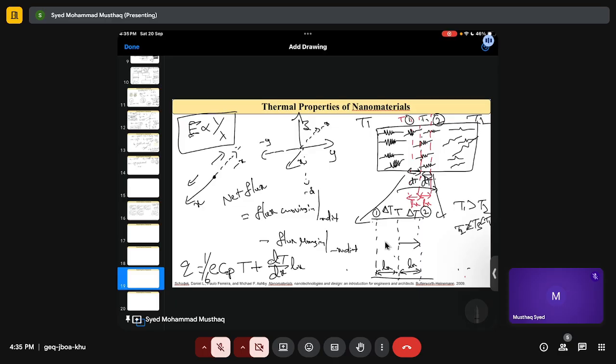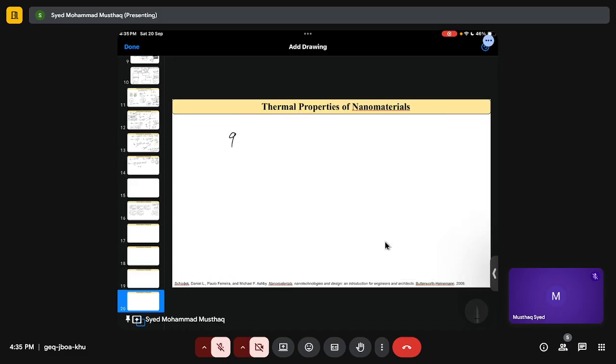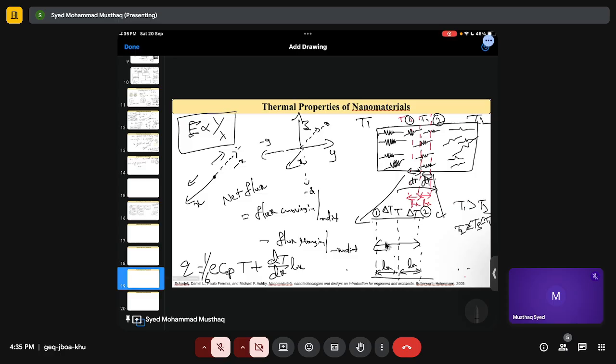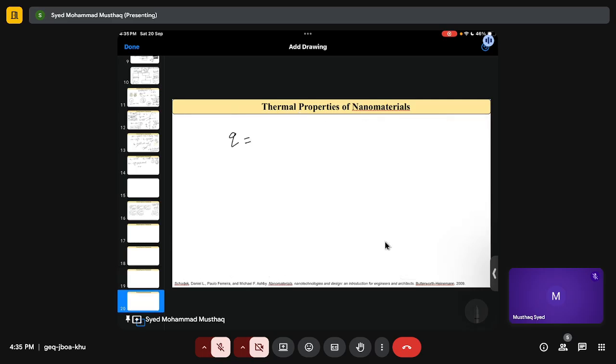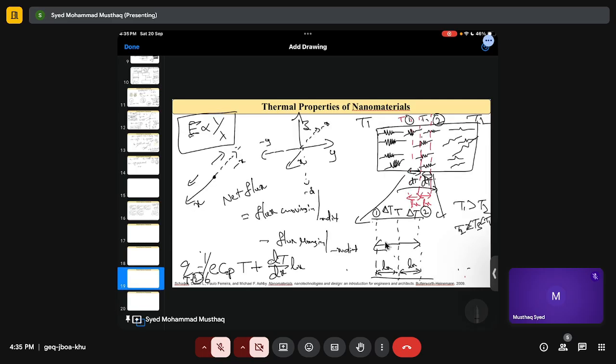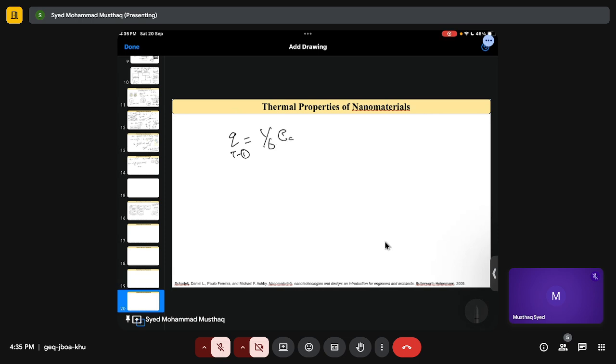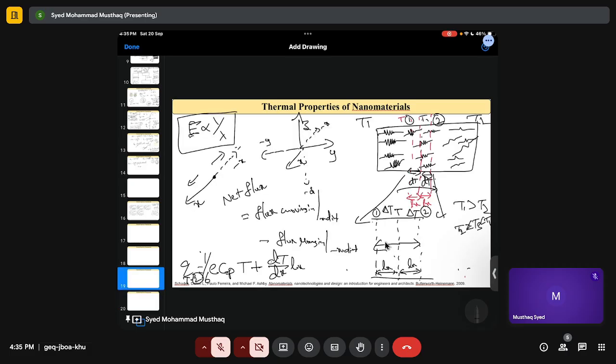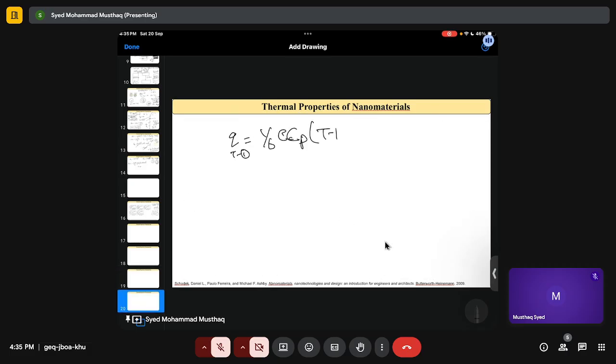Now what about the flux of atoms moving from here to 1? Let's write it like this. Instead of writing all these terms, let's write it: this is from T to 2, this is from T to 1. 1 by rho Cp T minus rho T upon rho x.